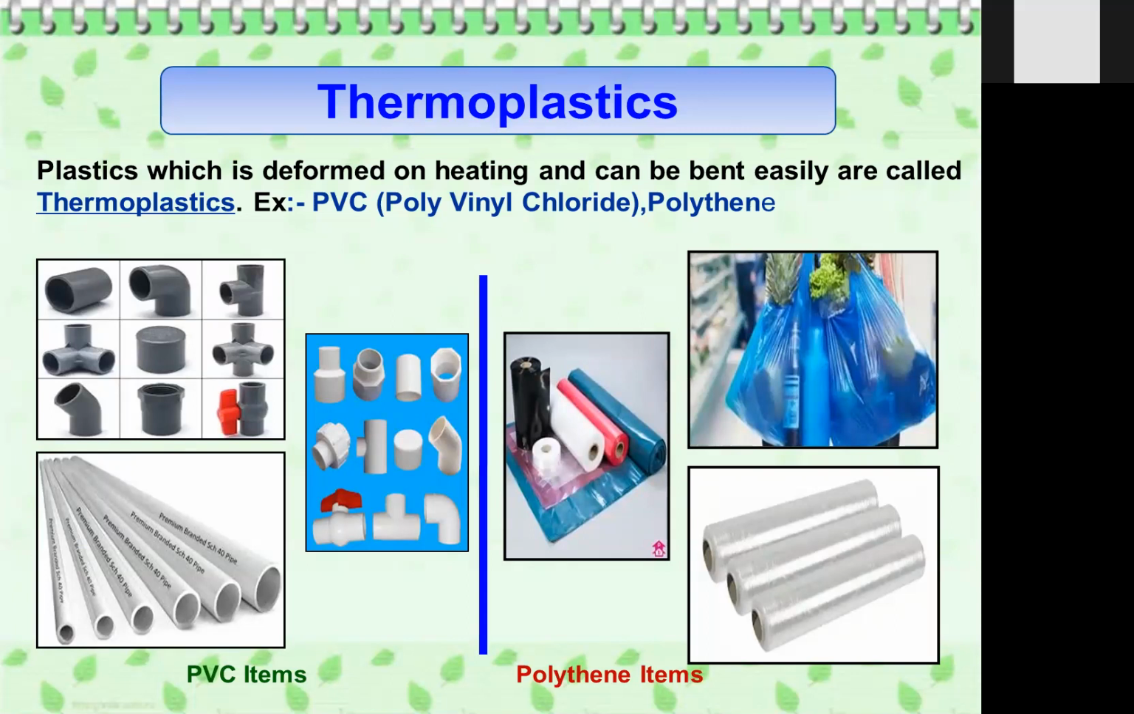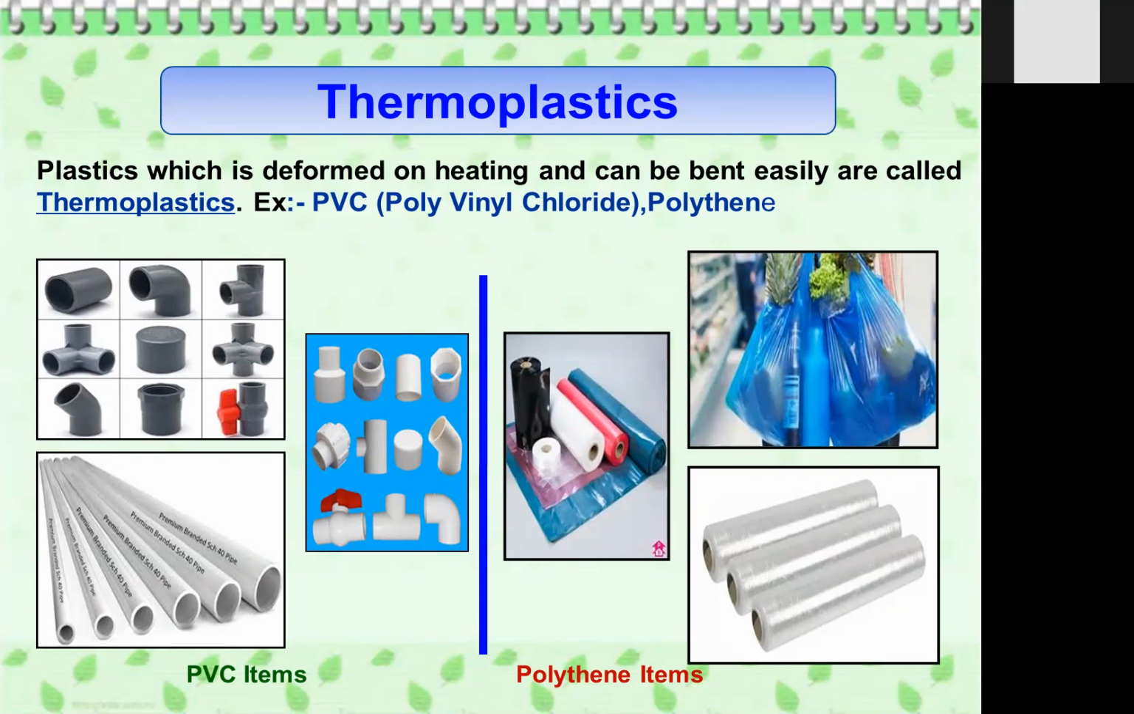The linear arrangement is there because they can be deformed, softened, and bent easily. If you heat them, you can give the desired shape, you can mold them, and that's why the arrangement in them is linear. An example is PVC, as you can see in the picture, a thermoplastic which can be remolded into another shape.